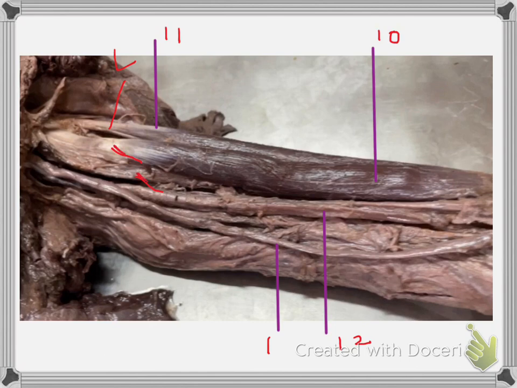This short head of biceps cannot be pinned separately. Together only we will pin. Okay, 10 is biceps. Action is supinator, powerful supinator as well as flexion. And the nerve supply is musculocutaneous.